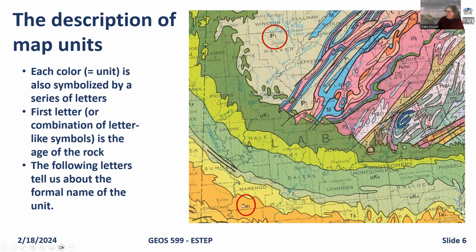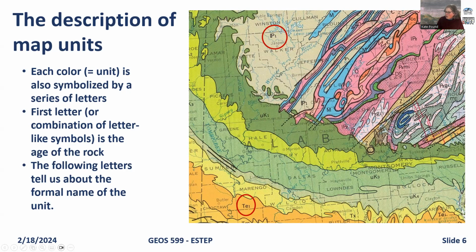In this case, the T stands for tertiary. So if we're decoding these letters, the first letter, and sometimes it's a funky symbol-like thing, like up here, this is a P with two lines on the, I guess, the stem of the P. That's how we denote Permian, which is one of the time chunks. So everything after that initial letter tells us something about the rock unit.